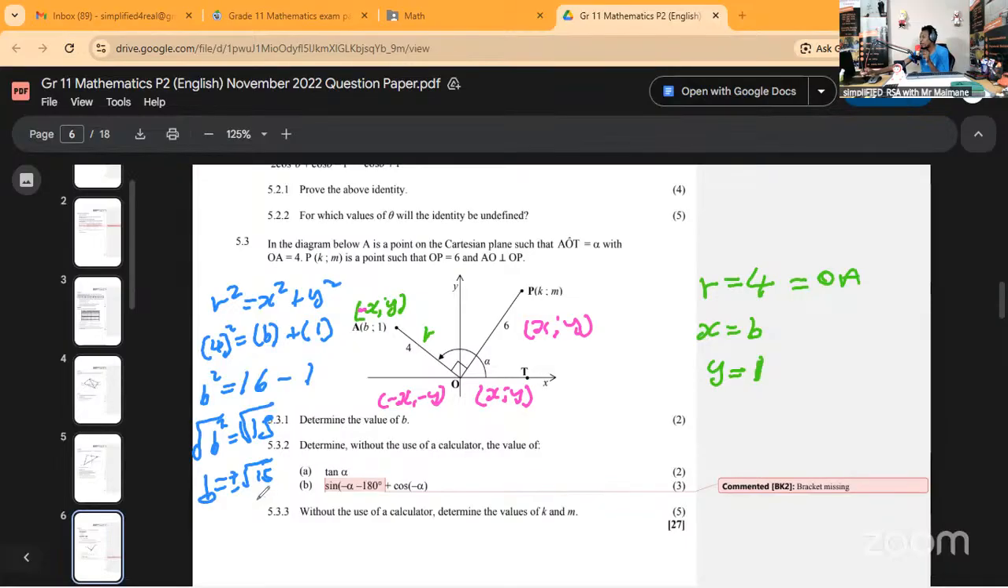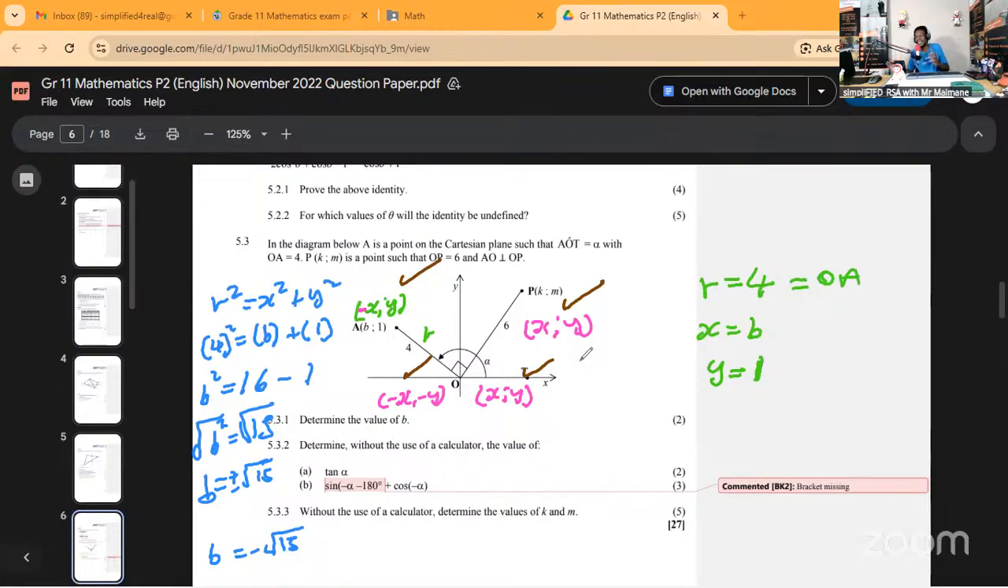Because you have two values, you have to choose whether you are taking a positive or a negative. Because it is in the second quadrant, B has to be negative square root of 15. That's the part where, if B was in the first quadrant, I would have taken it as positive. So that part matters, knowing on each and every quadrant what you have in terms of positive and negative.